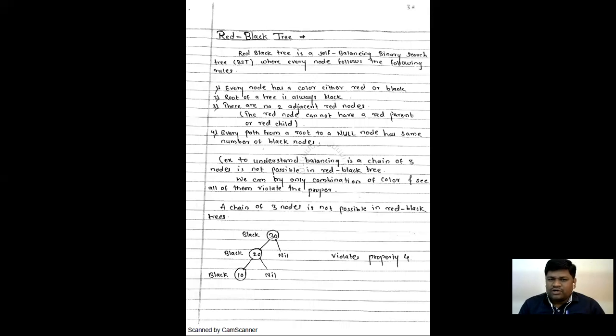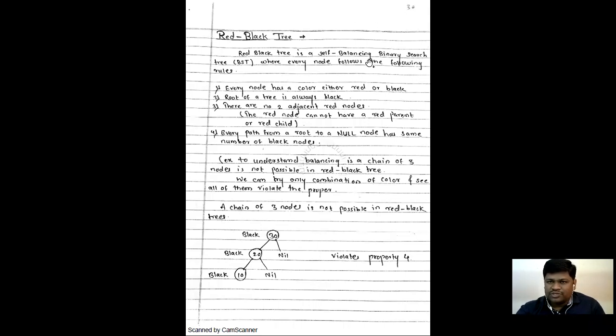So what is the rule here? The first rule is that every node has a color, either red or black. Every node has a color either red or black, and the root of the tree is always black. All of you have read the rules. Now you know the concept of binary search. These are the rules given to you. So what is the first rule?